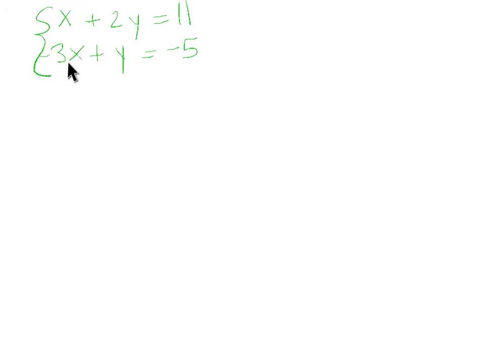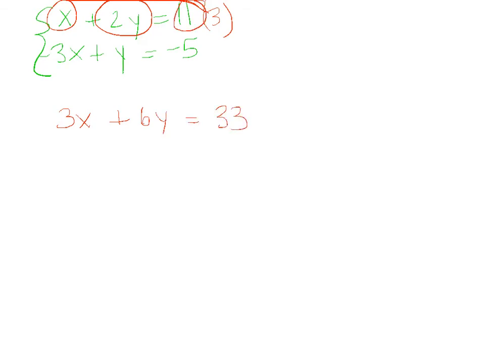I can see right here that I've got a negative 3 in front of this x. And so the opposite of negative 3 is positive 3. So I'm going to take this whole top equation and multiply it by positive 3 so that it can be the exact opposite of the x below. So 3 times x is 3x, 3 times 2y would be 6y, and 3 times 11 is 33. Bring the bottom equation down. And now I've got my rows of opposites. So let's add these together.